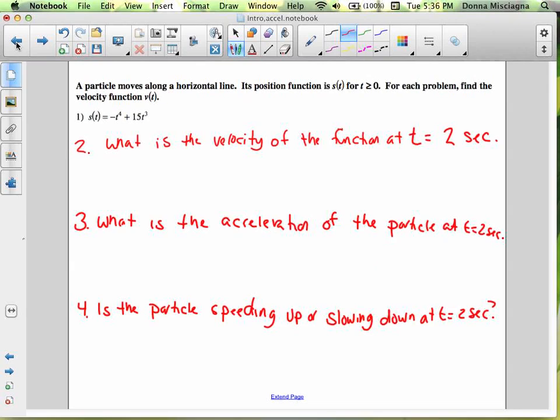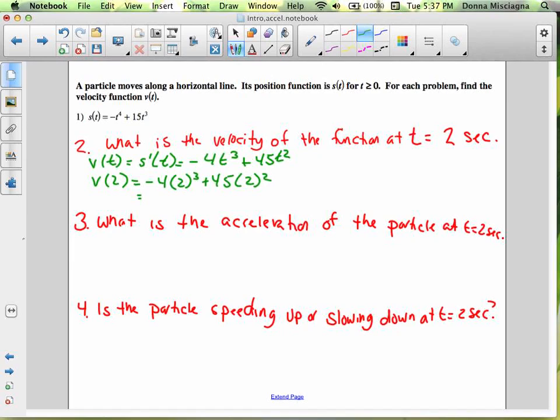All right, so v of t, which is the derivative of the position function, would be, so just take the derivative. That's just going to be negative 4t cubed plus 45t squared. To find the velocity of the function at t equals 2 seconds, you just plug in 2. So that's going to be negative 4 times 2 cubed plus 45 times 2 squared. So that would be negative 32 plus, all right, so 4 times 45 is going to be 180. So that's going to be 148.